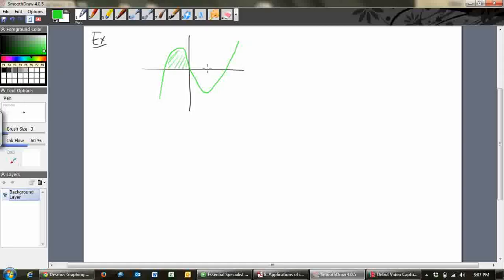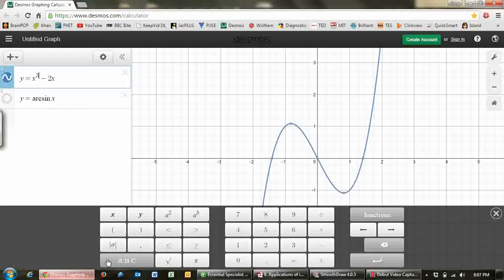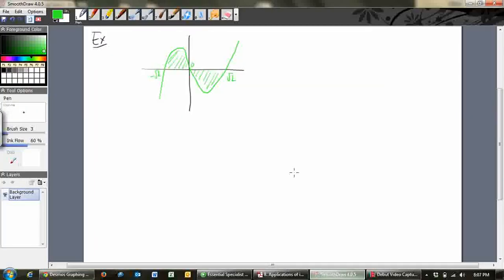Let's find the total of this area plus this area here. That's root 2 there, and that's negative root 2, and it crosses at the origin. What was the function again? I've already forgotten. It was x cubed minus 2x. So the function is f(x) equals x cubed minus 2x. What will this area be? It will be this area plus this area.